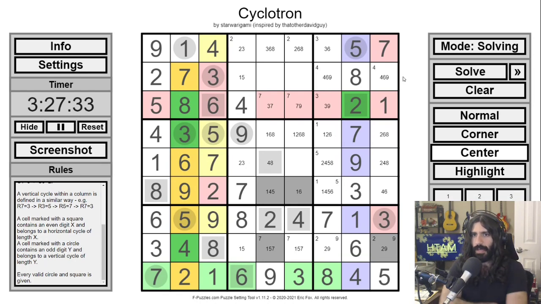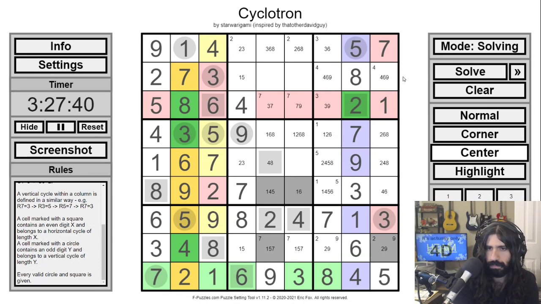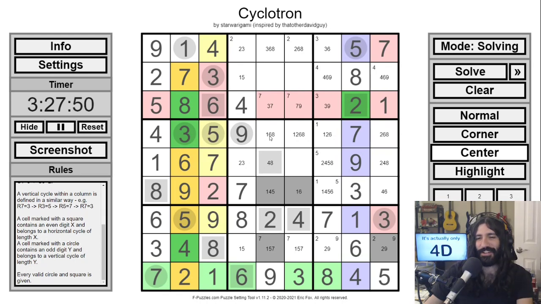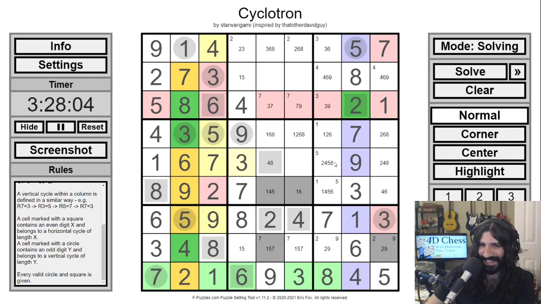Twos, threes. Three. No, because that could be a two. Oh, well... Okay, all right. So regular Sudoku rules. The three can't be here, here, or here. So the three has got to be in one of these two. And this has to be an even number. So there's a three here, which means there's a two here.